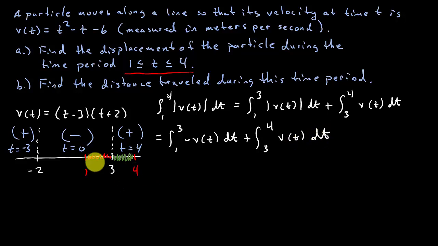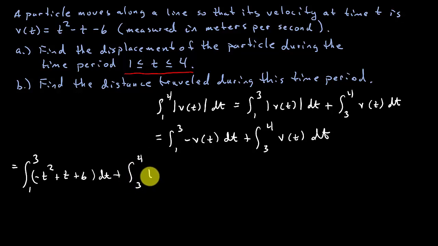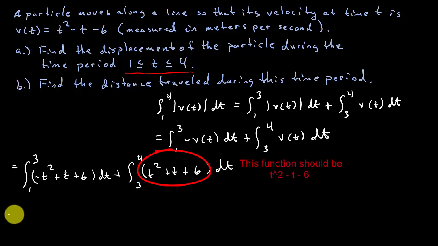All right, so let me erase this so I can have some more room. All right, so this is going to give us the integral 1 to 3. Now negative v of t, that means I'm going to distribute a negative to each term. So that's negative t squared plus t plus 6 dt plus, and that's going to be 3 to 4 of t squared plus t plus 6 dt. So now let's go ahead and integrate this.